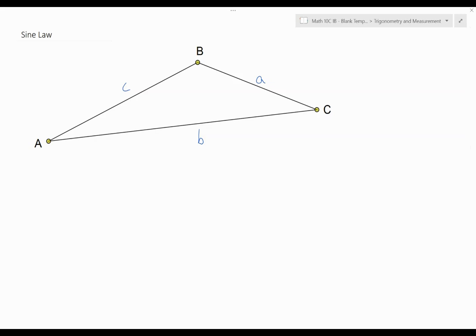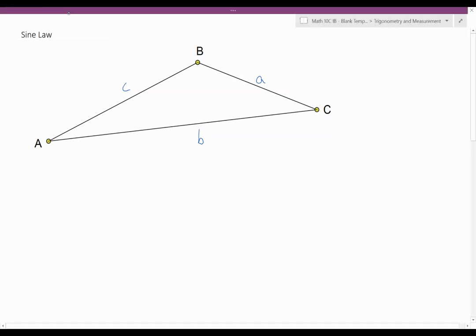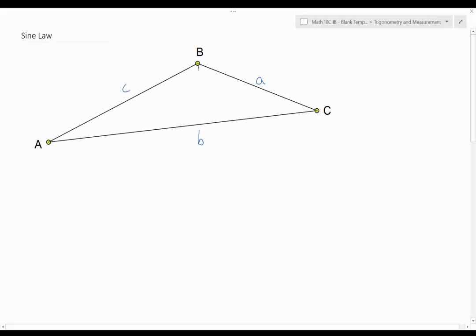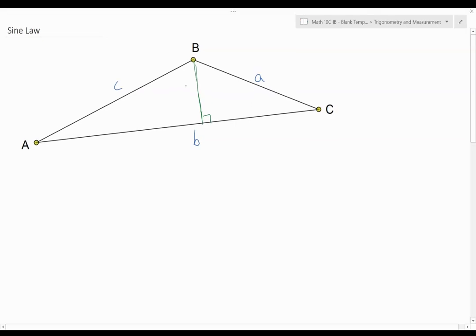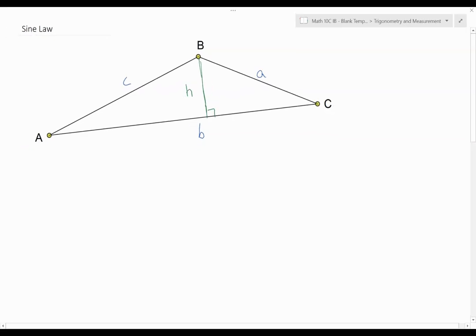We don't have a nice handy Pythagorean relationship, although when we learn the cosine law, we'll see that there is something kind of similar. But what I'm going to do is develop a formula by saying, what if I do make a perpendicular here? I'm going to call that h if I drop an altitude here. Now, what I know is I've now formed two right triangles.